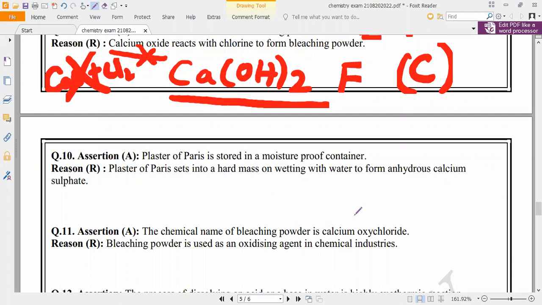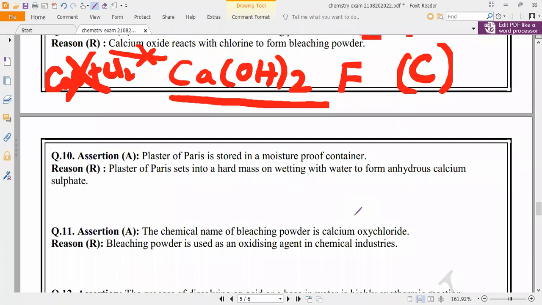Assertion: Plaster of Paris is stored in a moisture-proof container. Reason: Plaster of Paris sets into a hard mass on wetting with water to form anhydrous calcium sulfate. Is it true? They are saying anhydrous. Hydrous. False.